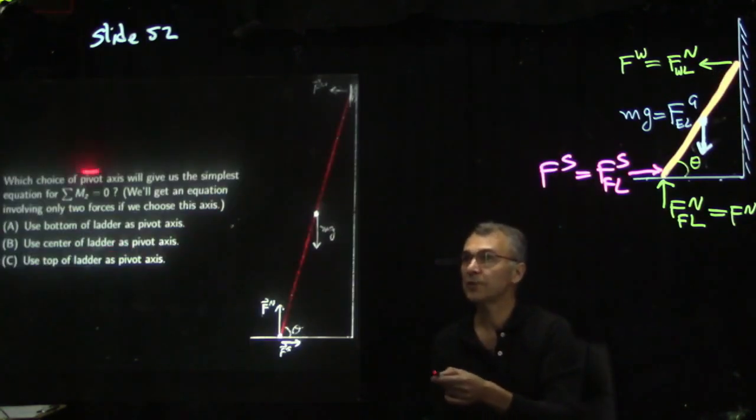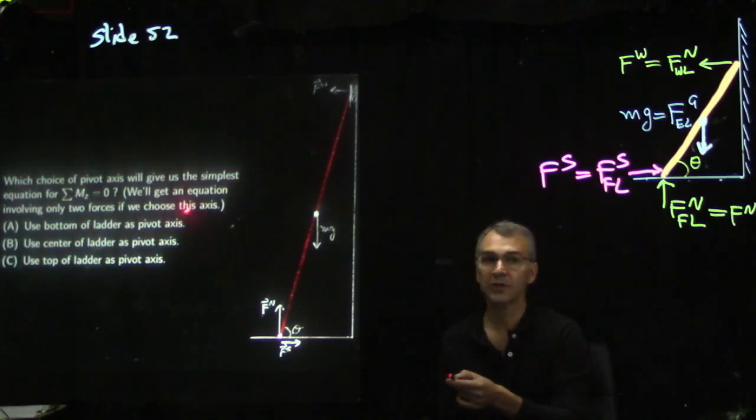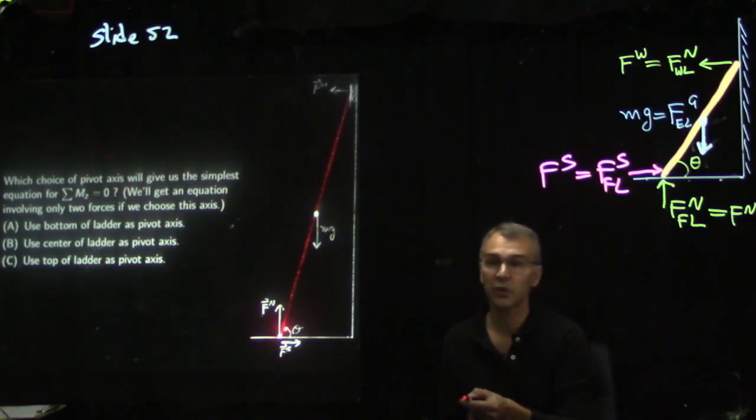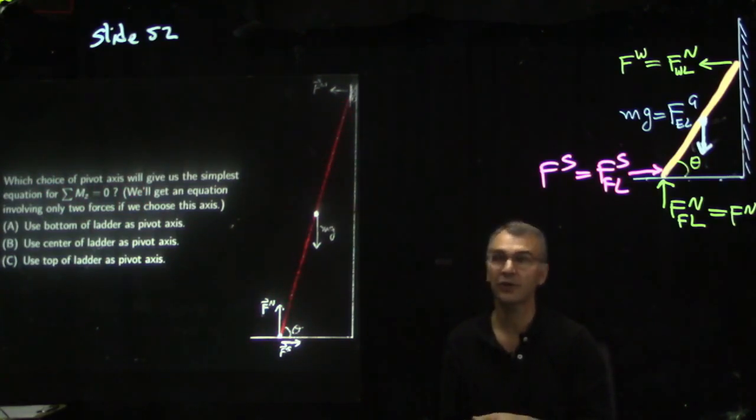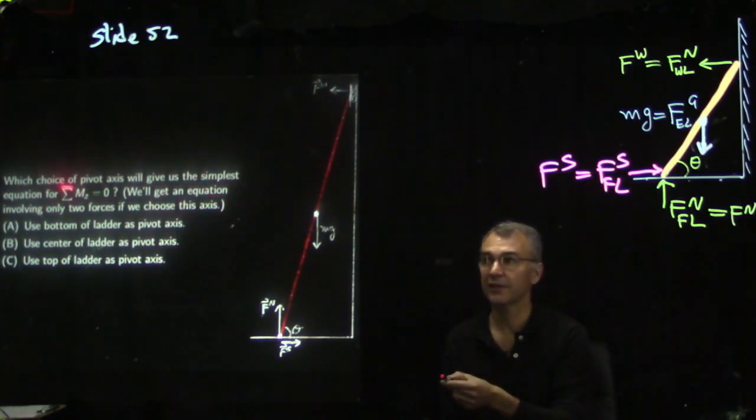So what choice of pivot axis will give us the simplest torque equation? I wrote this in engineer terms: the sum of moments about the z-axis is 0. In any case, the torque or moment equation can be made as simple as possible, in other words, an equation involving only two variables. You know that the algebra is simpler if each equation that you write down contains the smallest number of variables. So if we choose an axis judiciously, we will get a torque equation, also known as a moment equation, that involves only two forces.